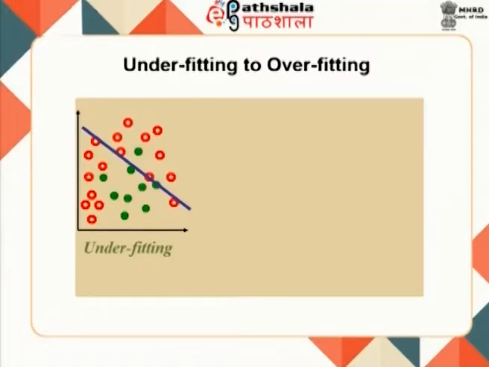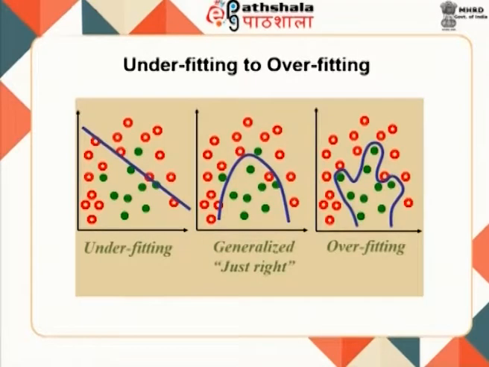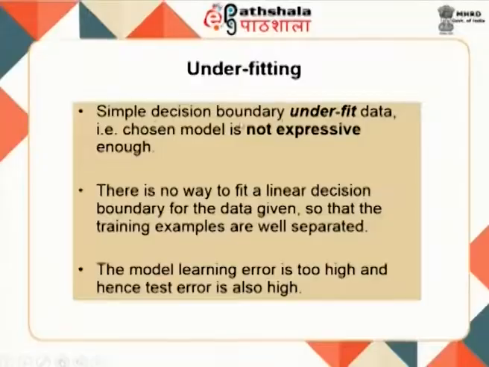Now, we had already spoken about underfitting and overfitting. So, this is underfitting, because what you are doing is you are just putting a simple model and we are assuming it will come correctly, but as you can see some are here also in this class. This is overfitting, you are exactly fitting, so it will not generalize, and this is a generalized fitting which is just right. So, underfitting is a simple decision boundary, underfit the data, the chosen model is not expressive enough or not generalized enough to fit unknown data.